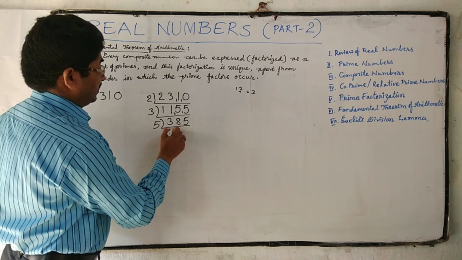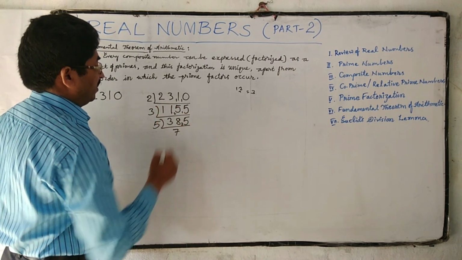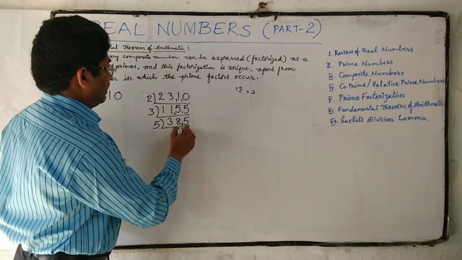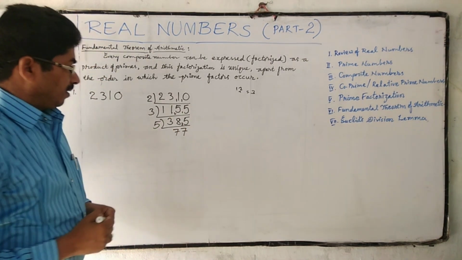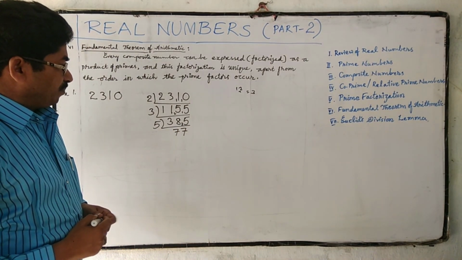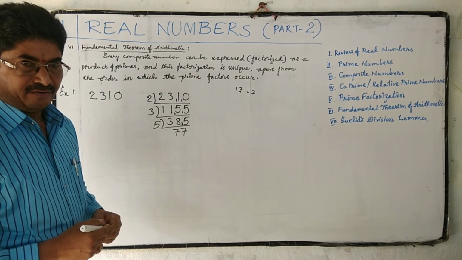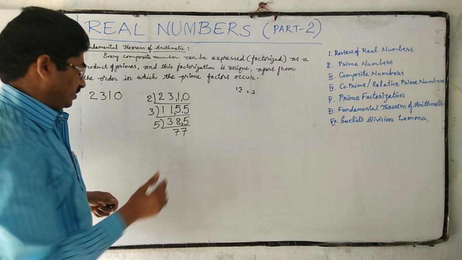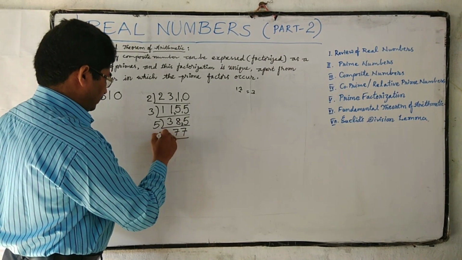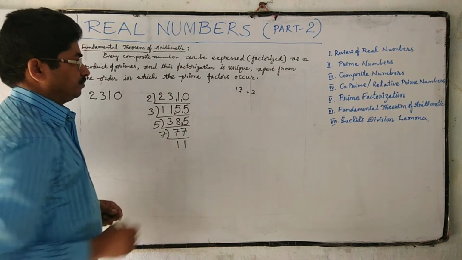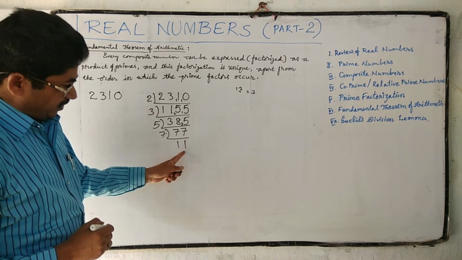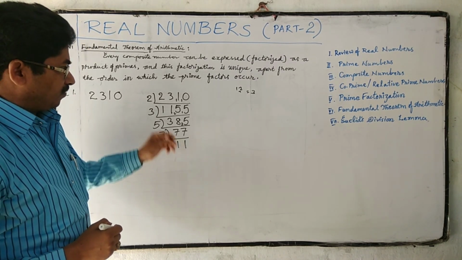5 7s are 35, 3 remainder. 5 7s are 35. It's not divisible by 5. So it's divisible by 7. By observing we can identify it's divisible by 7. 7 ones are 7, 7 ones are 7. The last one is prime, so we have to stop it.